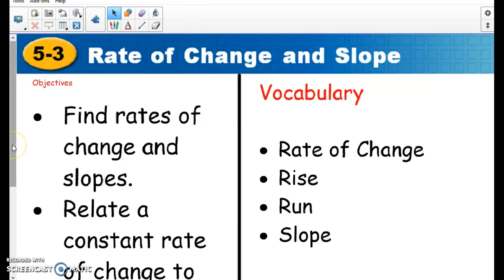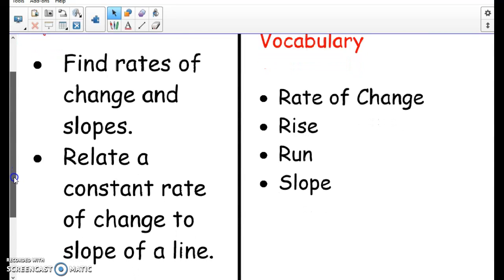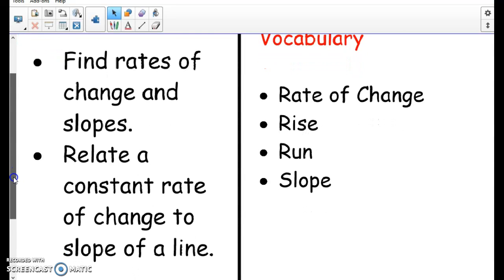So here's another way that we can learn how to graph lines. Last time we learned about intercepts. Now we're going to learn about rate of change and slope. Remember, there's no wrong way to graph it. It's just whichever way works best for you.